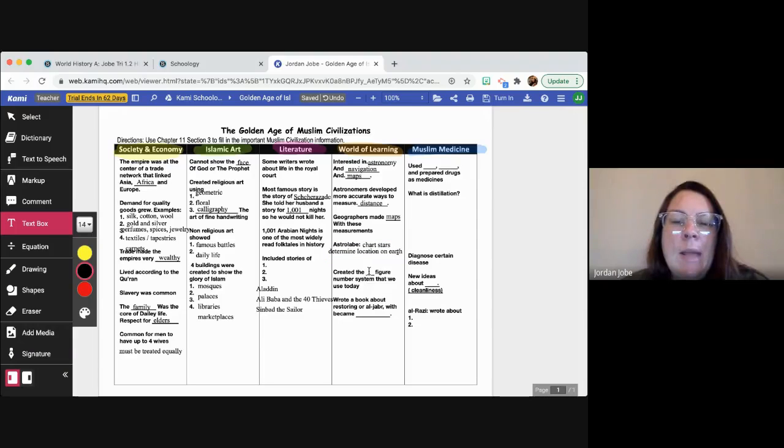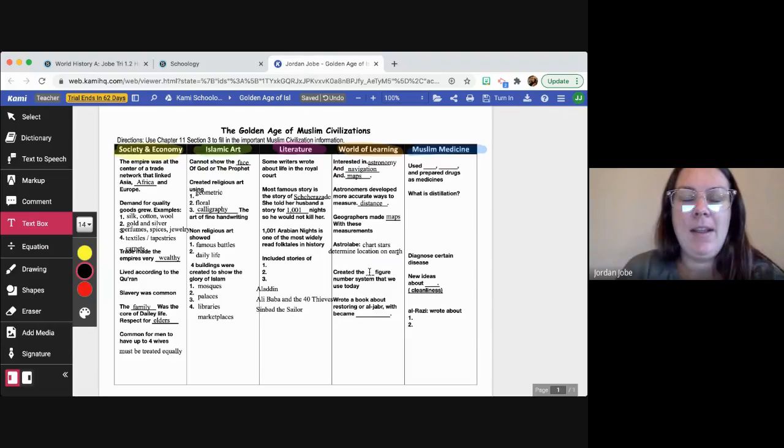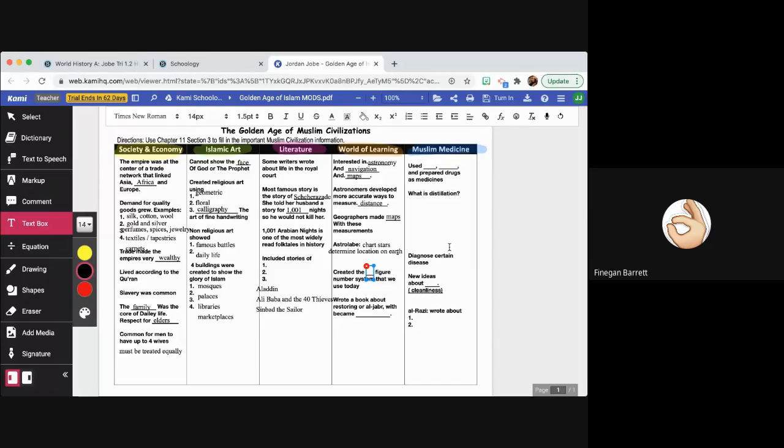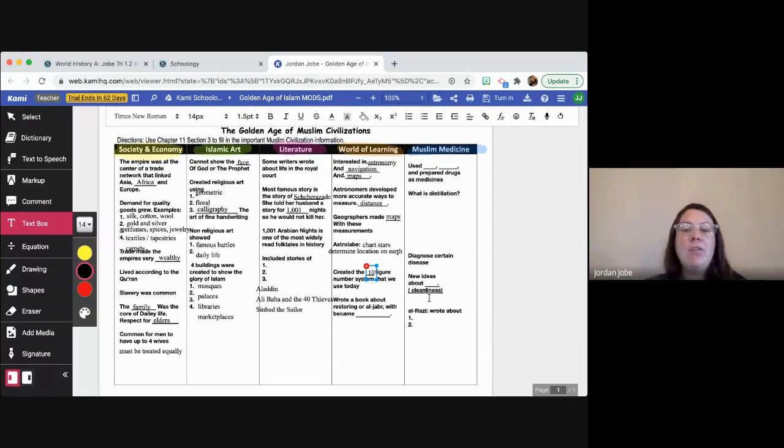Okay, then mathematicians created the figure number system that we use today. Okay. What do you think? How many numbers are in our number system that we use today? 10. 10, right? Including the idea of 0 as a placeholder. Okay, so something that means nothing.